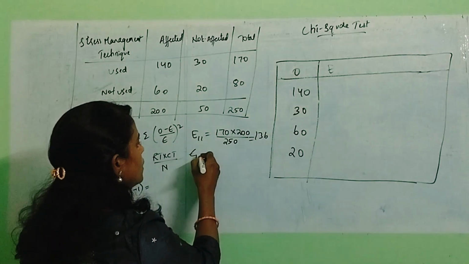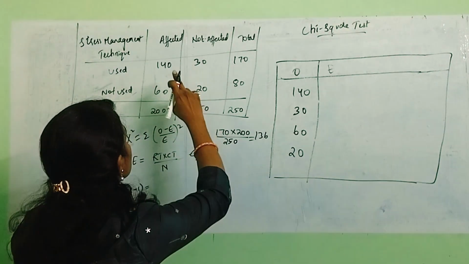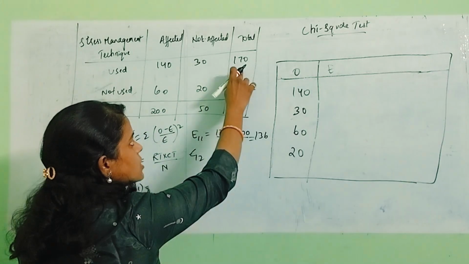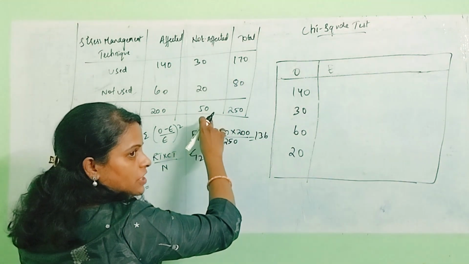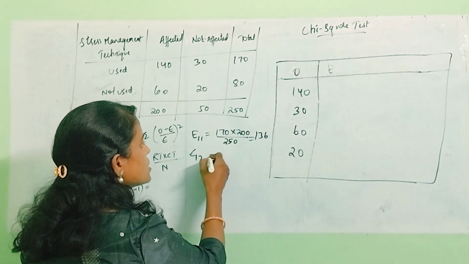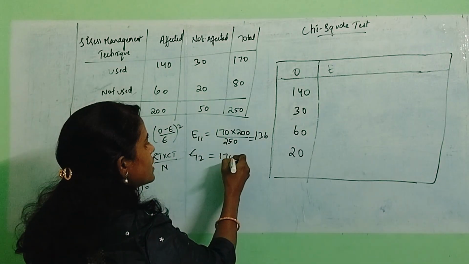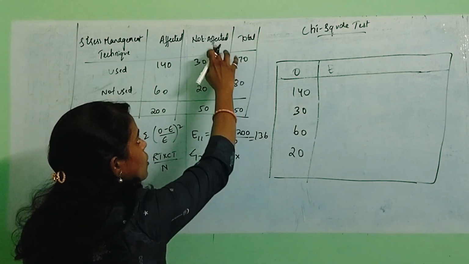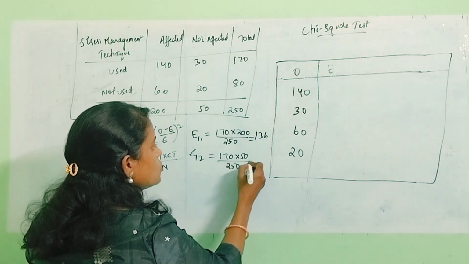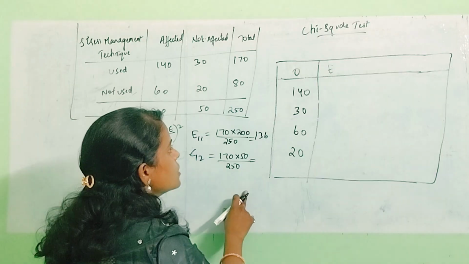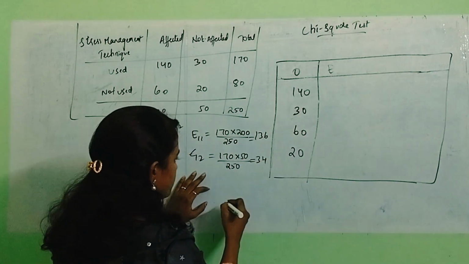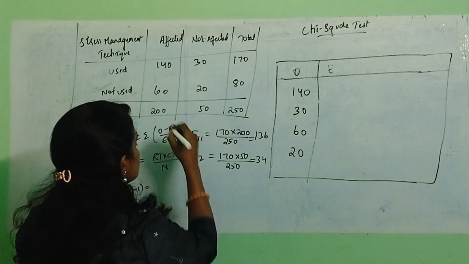Then E12. What is E12? That is for 30: first row and second column. We are finding the value. The row total is 170, and the column total is 50. So 170 into 50 by 250. What is the value? That is 34.